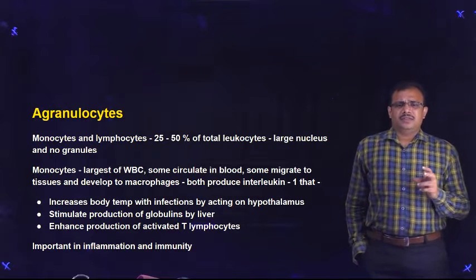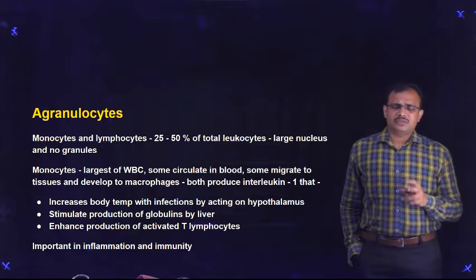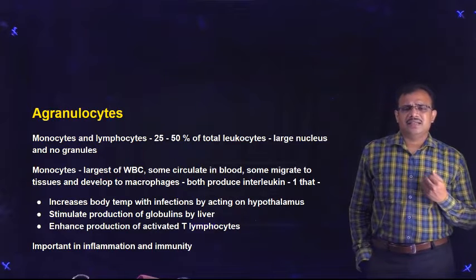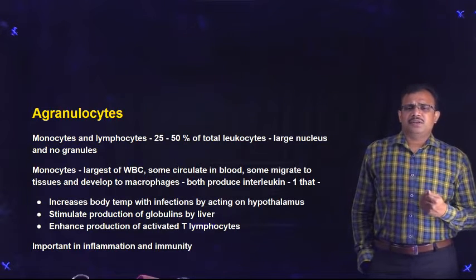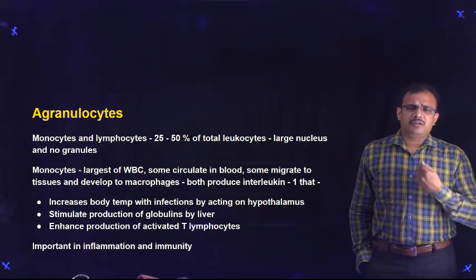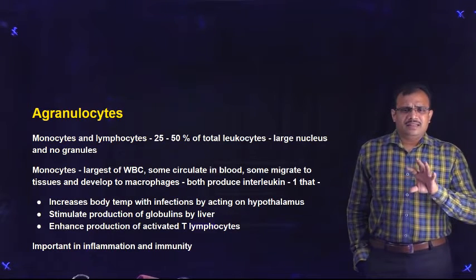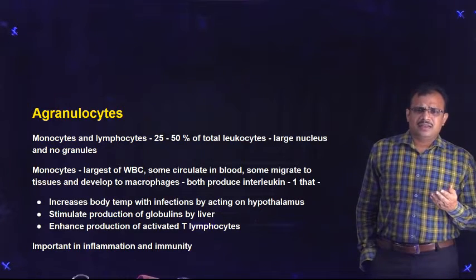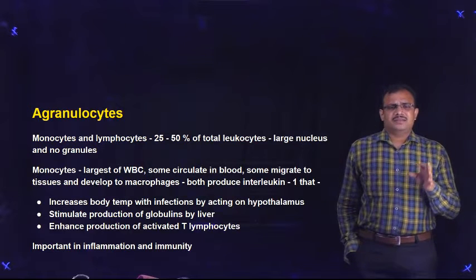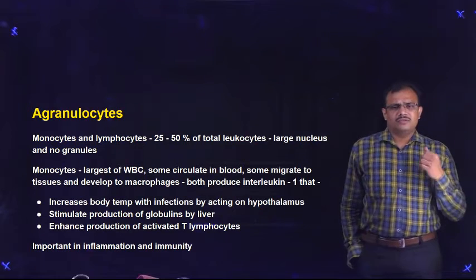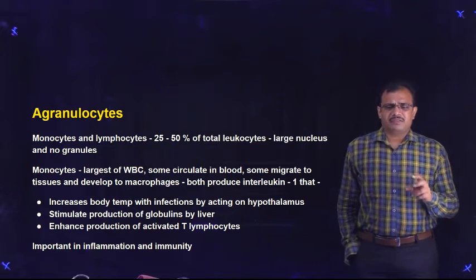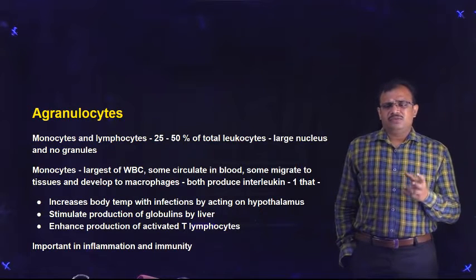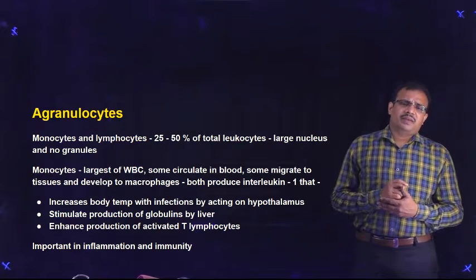Of these, let's see about monocytes. Monocytes are the largest of the white blood cells, and some circulate in the blood, whereas some migrate to different organs in the body, where they once again differentiate or turn themselves into other types of cells, and the purpose of the modified cells will be similar, that is phagocytosis. And these monocytes transform in the tissues to form macrophages.